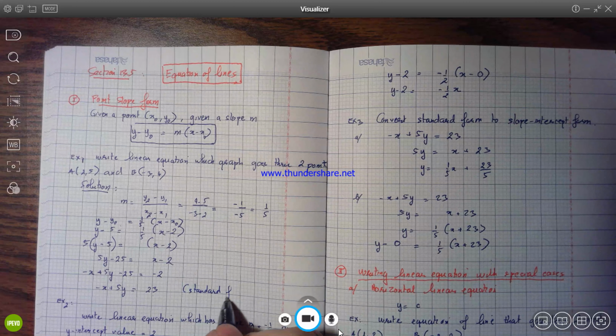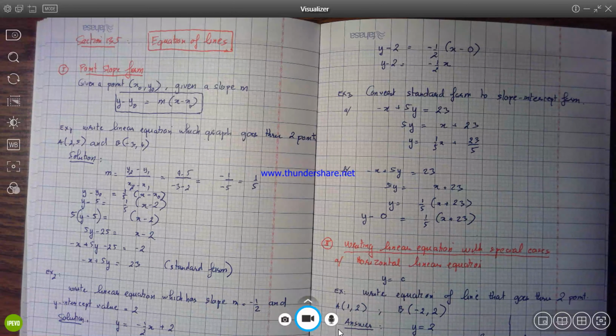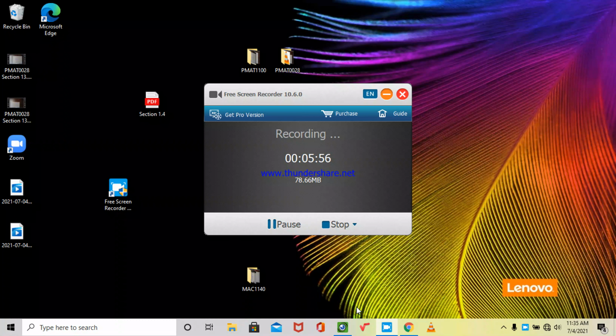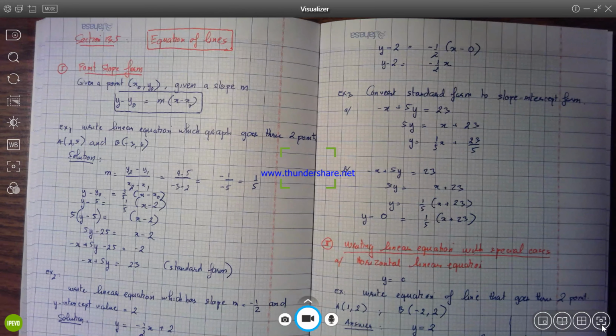Okay, this is the standard form. Alright, I'm sorry, I'm going to check one more time to make sure that it's still recording. Okay, good, it's still recording. Okay, so I'm going to refocus this.